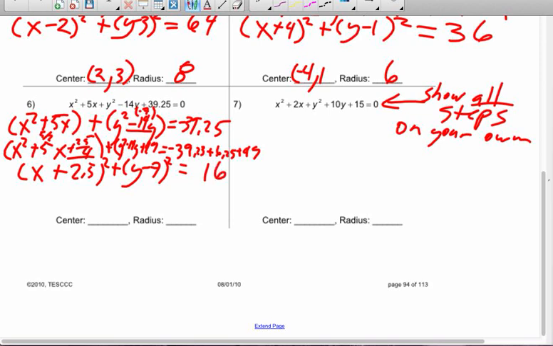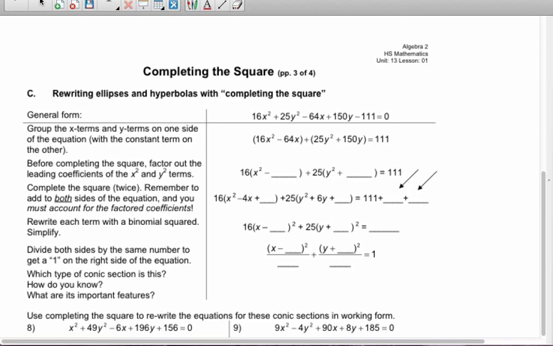Or my center then is going to be at negative 2.5, 7, and my radius is 4. Okay, so remember, work this one on your own. It really will help you in the long run. All right, page 3. This is where things get a little bit more complicated.